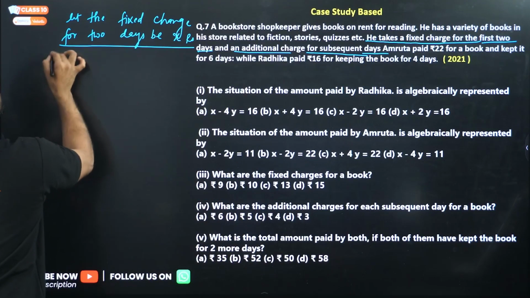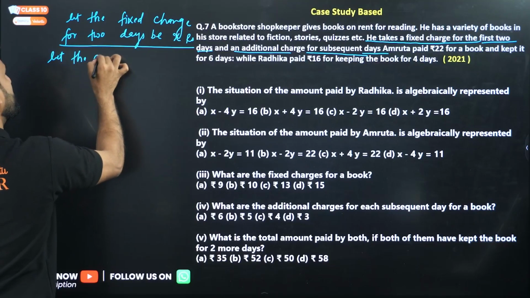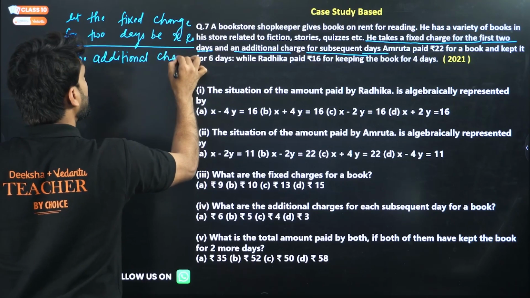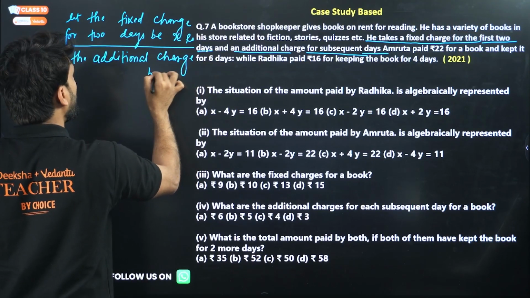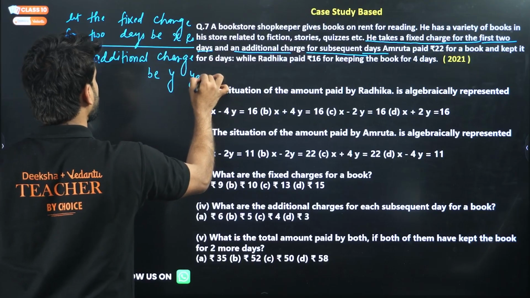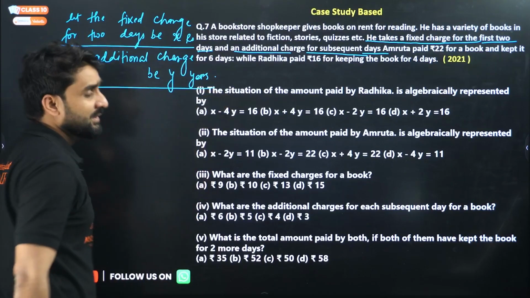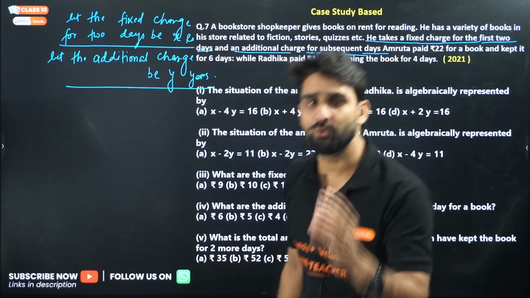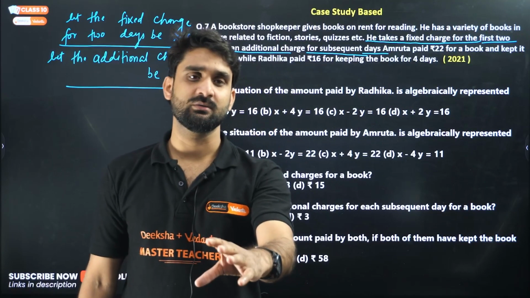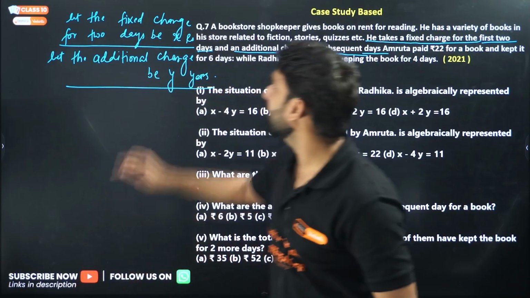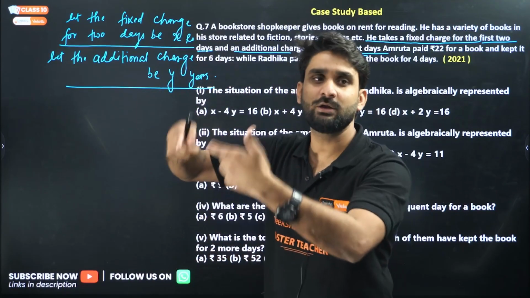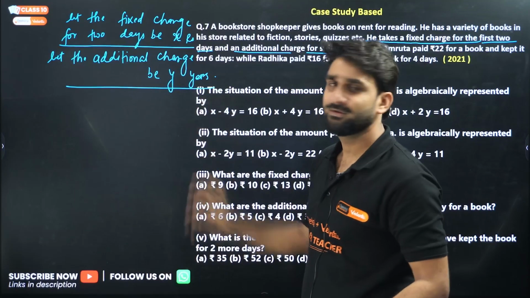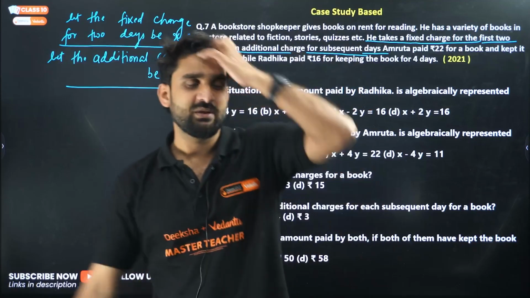So let the additional charge be y rupees, but make sure this additional charge is imposed after 2 days. If you are not returning the book within 2 days, the additional charge is imposed. Make sure for 2 days you only have to pay x rupees, and after exceeding the 2 days, like the 3rd day, 4th day, 5th day or 6th day, you have to multiply this y rupees for each exceeding day, right?